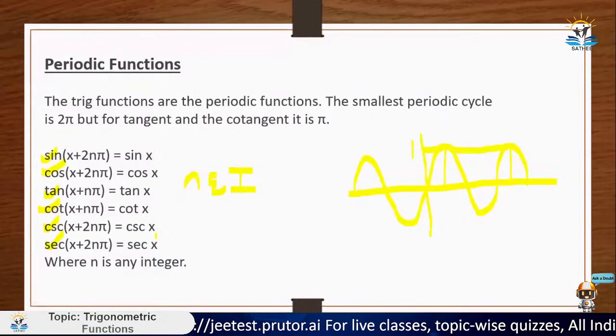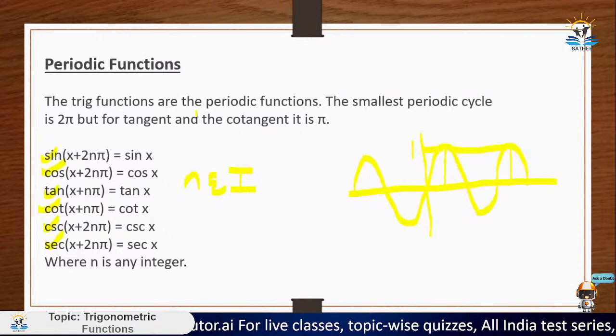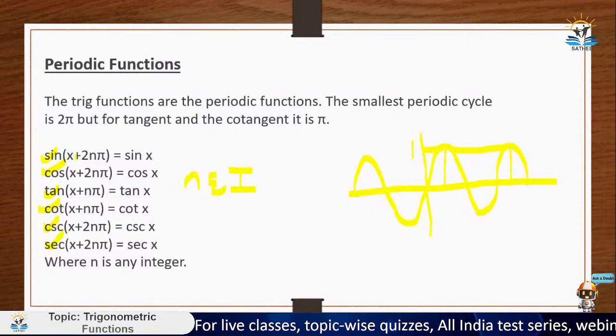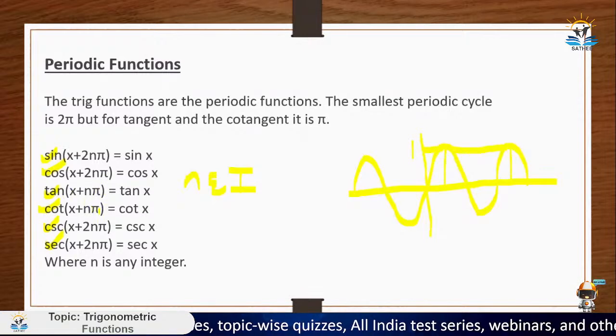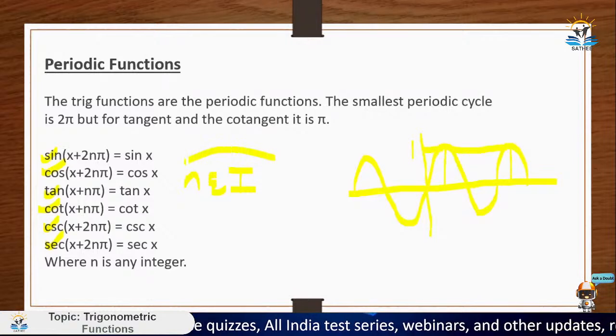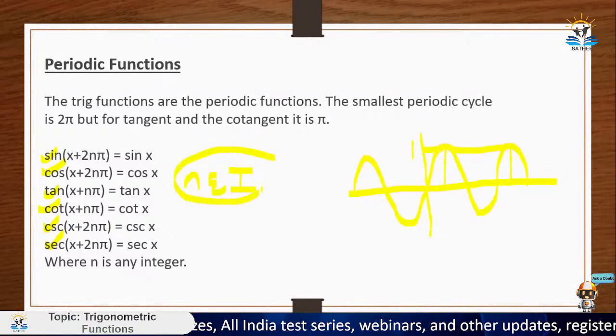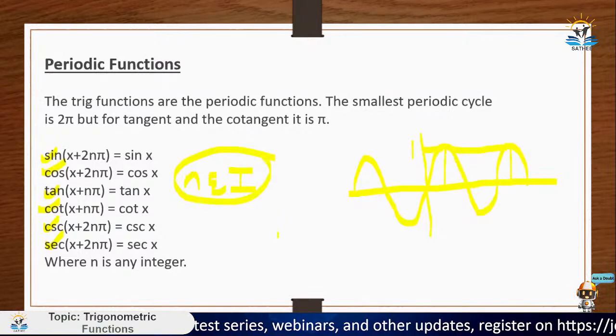So this is the thing about periodicity. Periodicity is nothing but finding the period after which the function will repeat its value. So for sine it is 2 pi, for cos 2 pi, tan pi, cot pi, cosec 2 pi, and sec 2 pi, where n belongs to integers. It can be any integer, be it positive, be it negative. So I hope you got that. Let's move ahead.